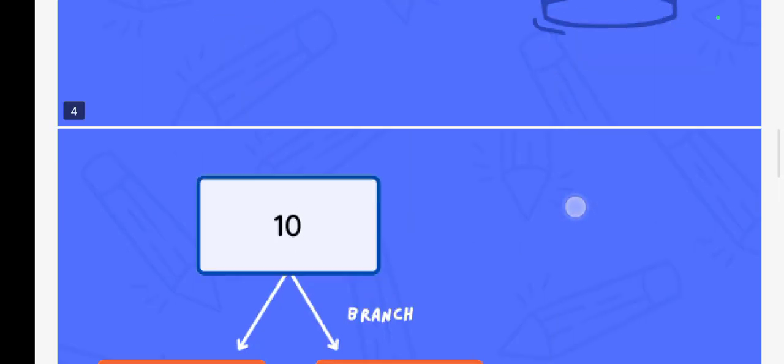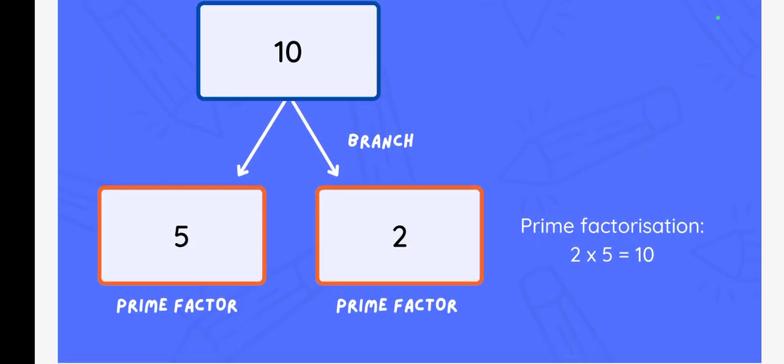Come, let's start with an example. Here we have the number 10. So we need to find out the factors of 10. You start by multiplying it with 2. So 2 5s are 10. So 2 and 5 are the factors of 10. Here you can see that 5 and 2 are both prime factors, so we won't branch it further.